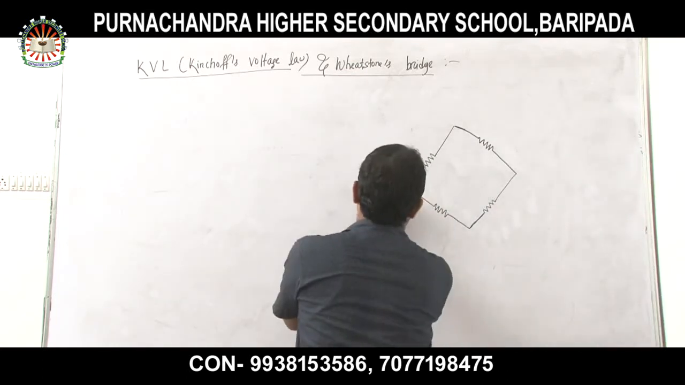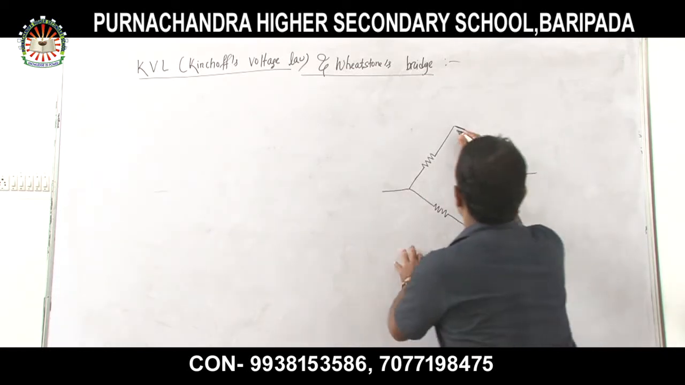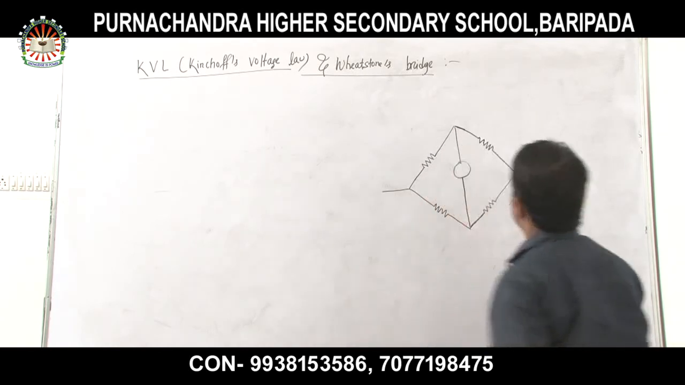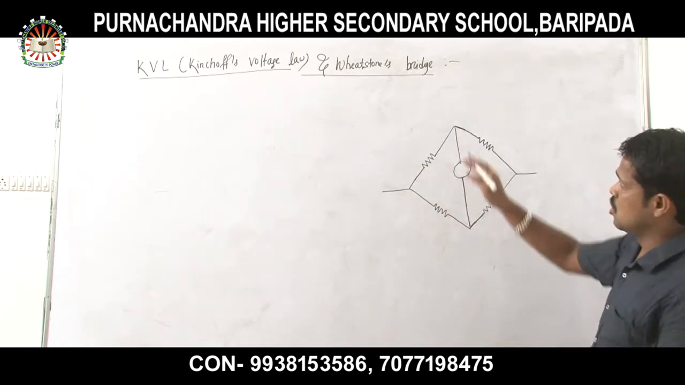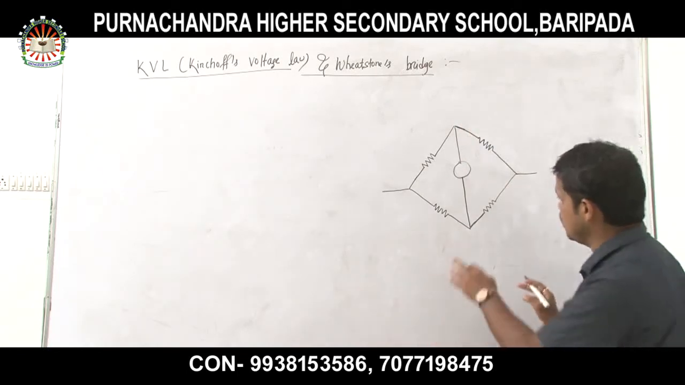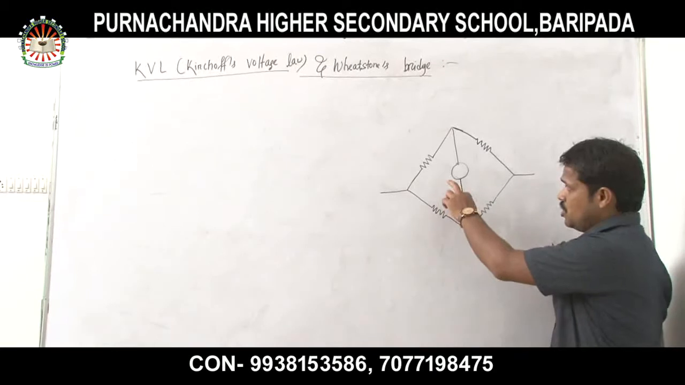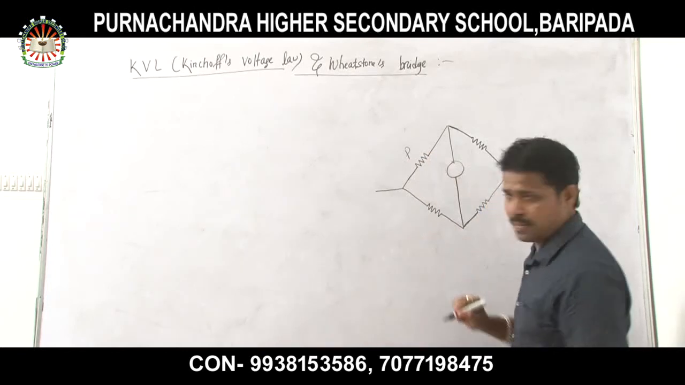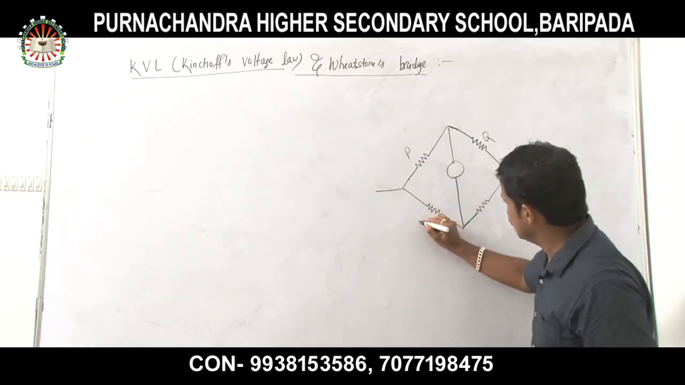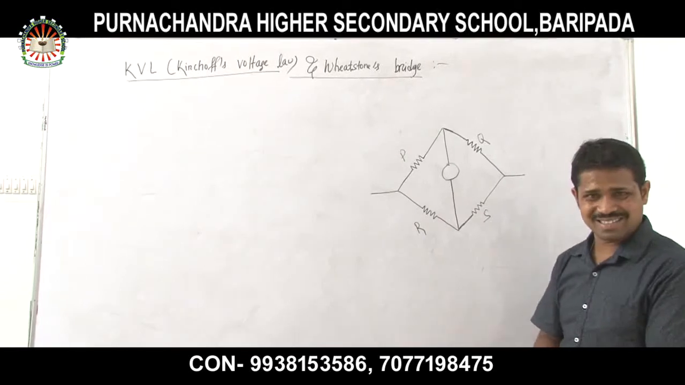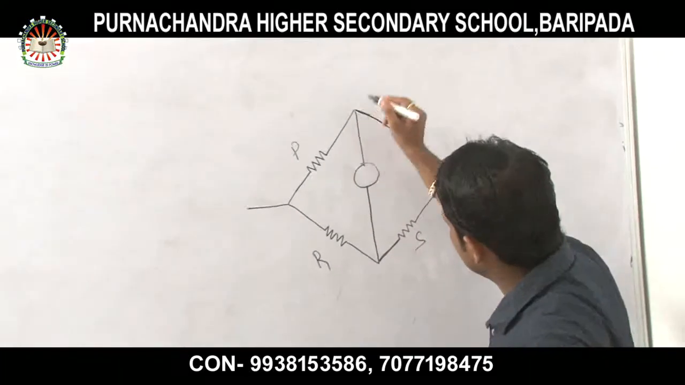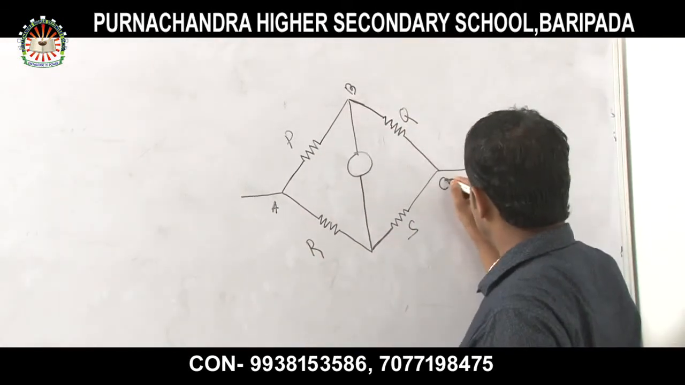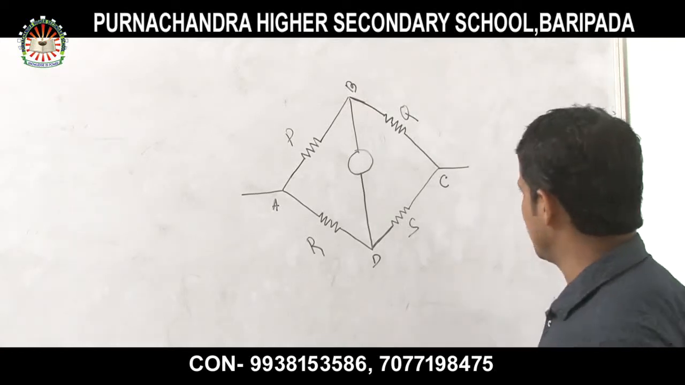Okay, so look, all of you, clear. First of all I have to mention: Wheatstone bridge, remember very carefully, consists of 4 resistors. Let us name them P, Q, R, S. Clear? And name the junctions. This is A, B, this is C, and this is D. All of you clear? Okay.